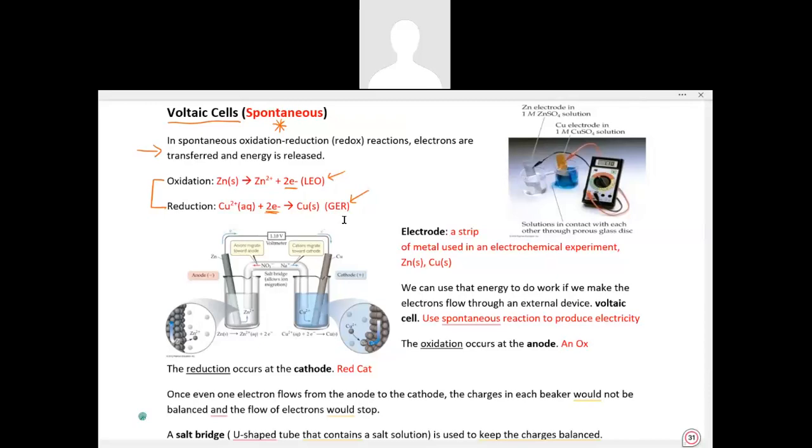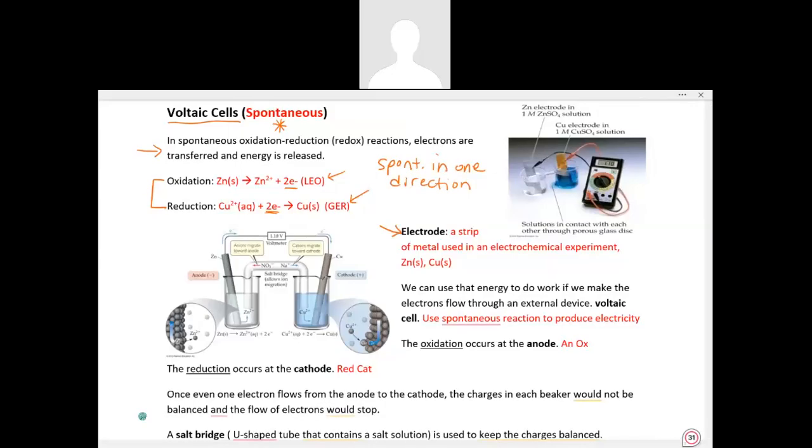But it's also good to note that these voltaic cells are only going to be spontaneous in one direction. We'll see in the next video how we can calculate if they will be spontaneous or not, by calculating the cell potential.